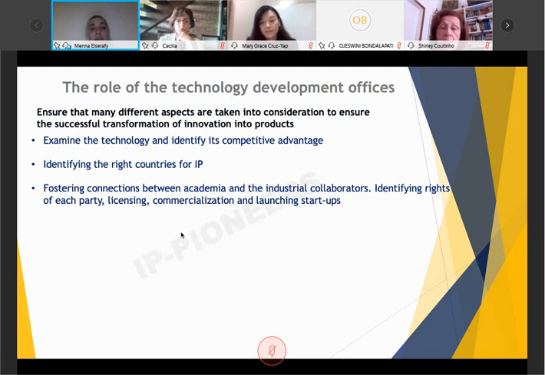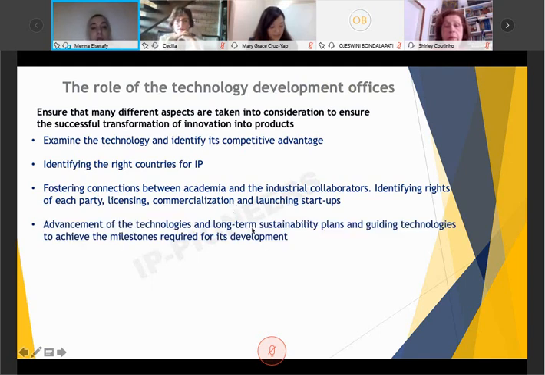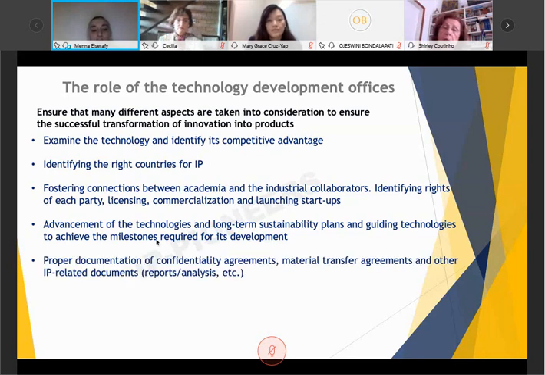So in case there is a certain prototype they have, they can do licensing for other companies to sell, and they can also work on launching startups. They can help in commercialization of your products. And they also need to know how to advance the technology and to have a plan for the long-term stability of this product on the market, and to guide the technology to achieve certain milestones required for its development and for its further success.